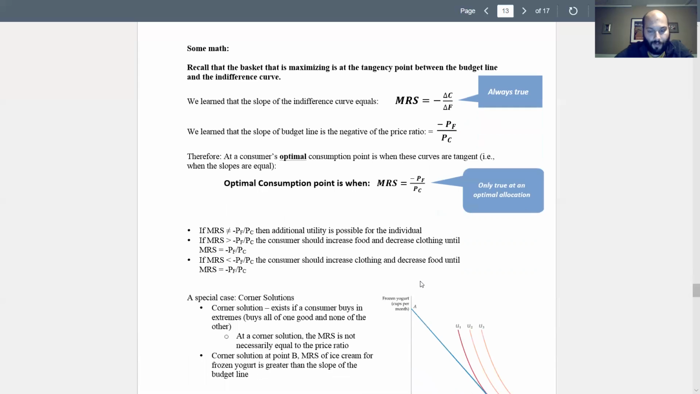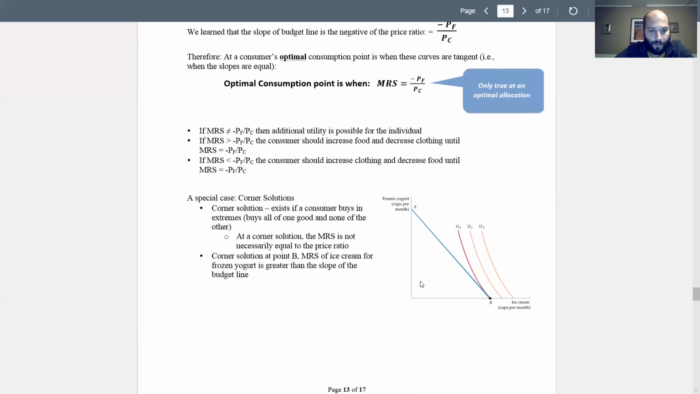There are some special cases that we'll want to think about. One is a corner solution. If you look over here, we can see that the indifference curve is steeper than our budget line at all points. In other words, the MRS is higher than negative PX over PY, or in this case, negative price of ice cream over price of yogurt.